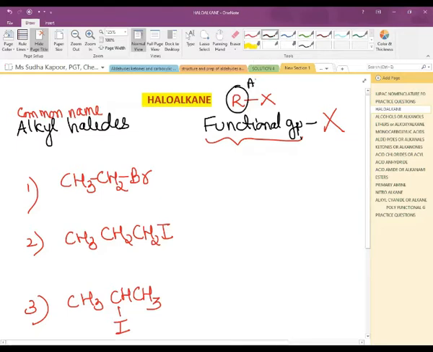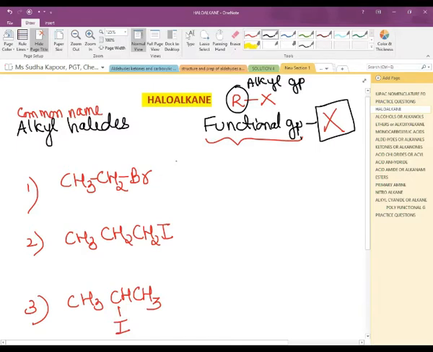R is known as the alkyl group, and we all know that an alkyl group is obtained when one hydrogen is made less from the alkane formula. The functional group is X, that is halogen: fluorine, chlorine, bromine, iodine, which becomes fluoride, chloride, bromide or iodide. In common terms, the haloalkanes are named as alkyl halides. So starting with the simple alkyl halides, they are named in the common and IUPAC names.